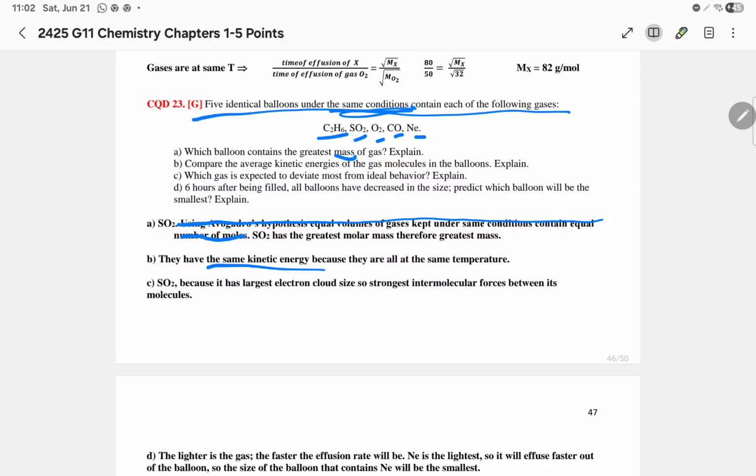Now, which gas is expected to deviate most from ideal behavior? It's definitely SO2, because it's the biggest, and like they said, the largest electron cloud, so strongest intermolecular forces. Usually it's the largest one that's gonna deviate the most. 6 hours after being filled, all balloons have decreased in size. Predict which balloon will be the smallest. So the lighter the gas, the faster it will effuse. So Ne is gonna effuse the fastest, so Ne is gonna leave its balloon the fastest, so Ne is gonna be the smallest. Moving on.